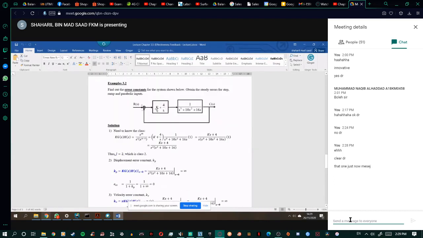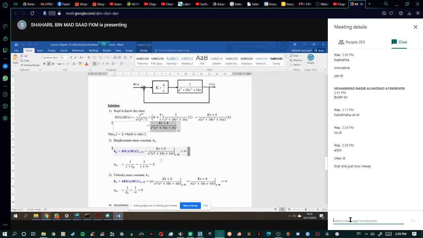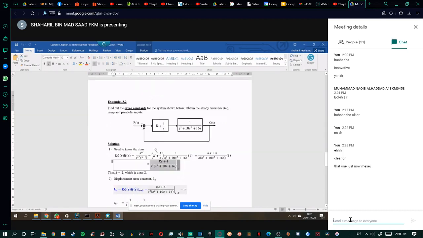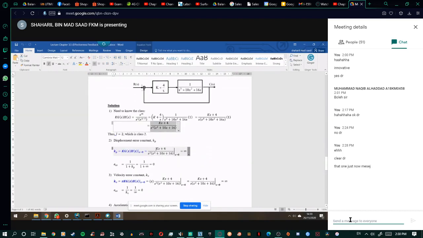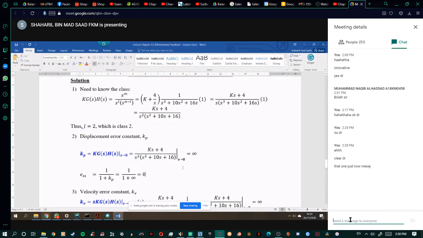This one is very simple. You just need to know about the KGH, and now H is equal to 1. I already showed you KGH here, then you get this one. Then you apply the step input for Kp. This is the KGH, so s equal to 0 here, and you get infinity.